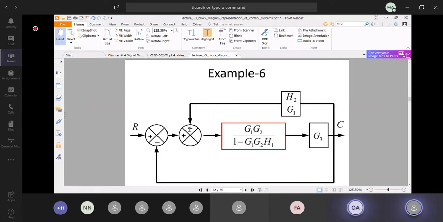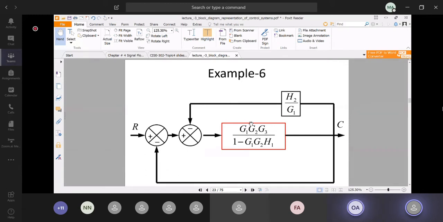So the first step, I can do this. I have here 2 blocks in series. So I multiply this G3 by this gain. So I get something like this one. It will be G1, G2, G3. After that, I can eliminate the loop.